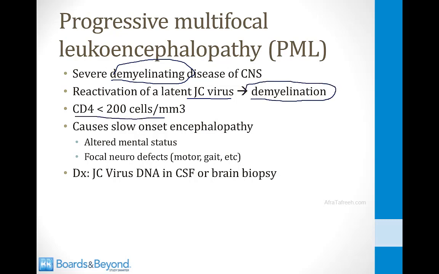HIV patients need a CD4 count under 200, and what they get when they have PML is a slow onset encephalopathy. So they'll have altered mental status. They also sometimes have focal neurodeficits like motor and gait problems. And you can diagnose it by finding JC virus DNA on cerebrospinal fluid exam or on a brain biopsy.